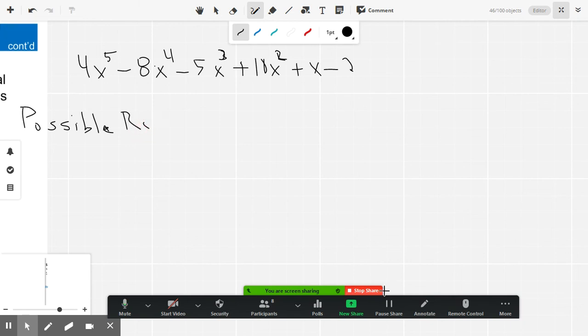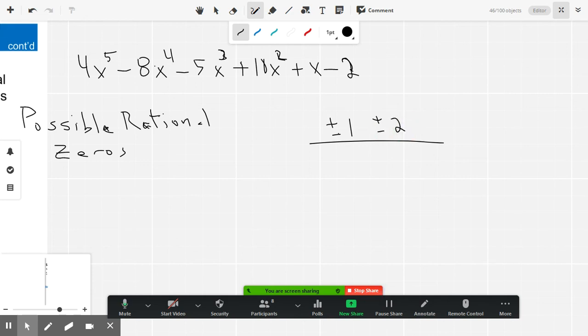rational zeros. So remember, we have to create this fraction. The numerator comes from the constant. What are all the factors of 2? Well, 1 and 2, right? 1 times 2 are the only two numbers that multiply together to give you 2, right? So it would be plus or minus 1 and plus or minus 2.